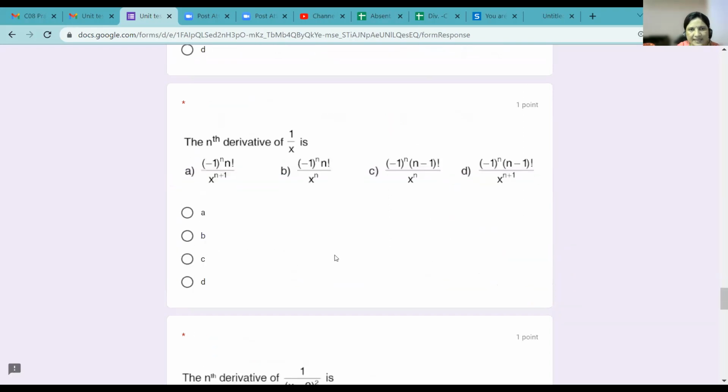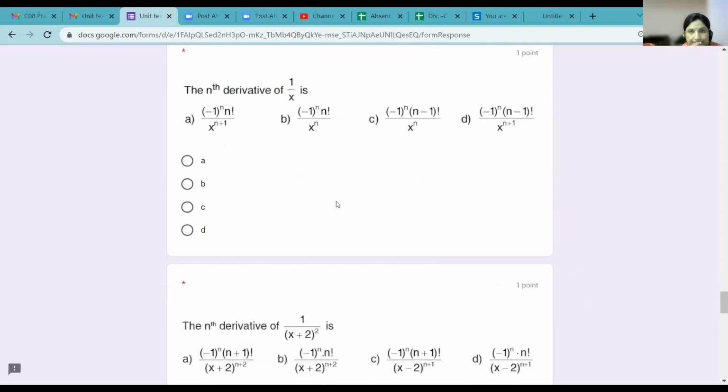Next, nth derivative of 1 upon x. Here we are applying that formula. Which formula are we using? The formula for 1 upon (ax plus b). If a is equal to 1 and b is equal to 0, then we are getting that 1 upon x.